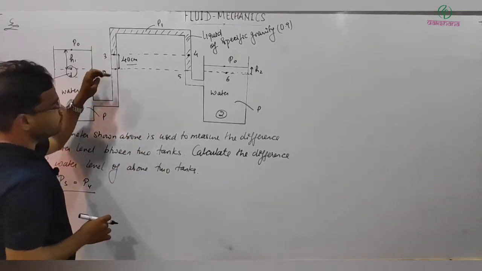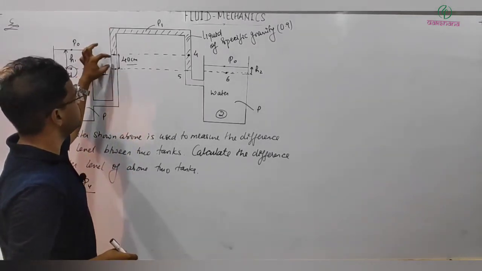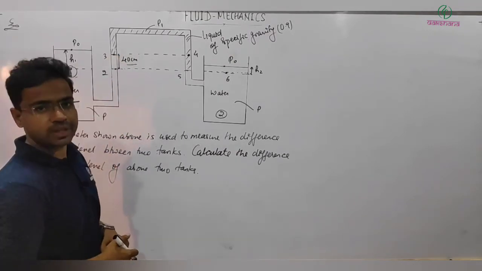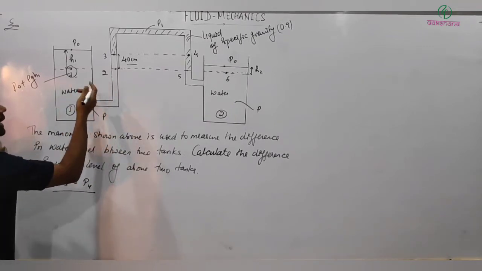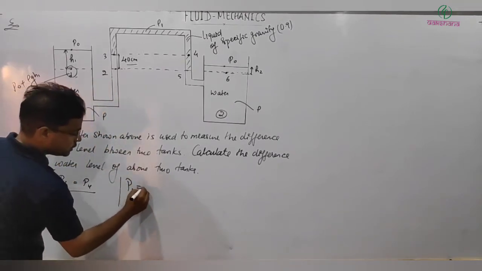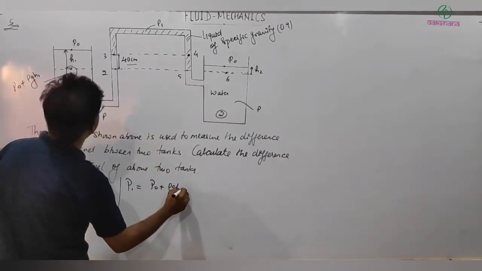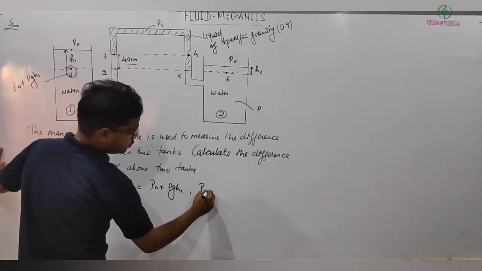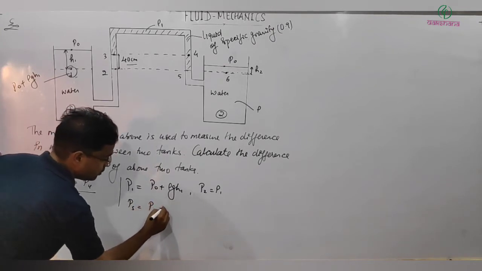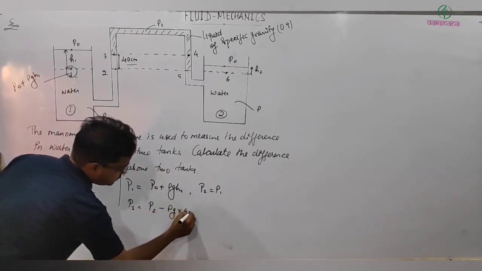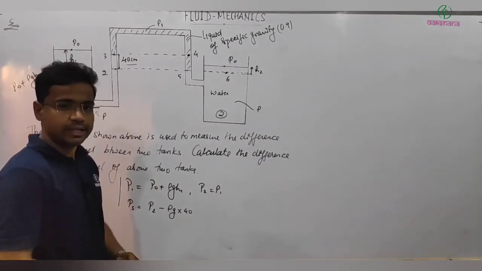Now when we are going down, pressure increases. When we are going up, pressure decreases. So P2 minus rho into G into H, where H is 40 centimeter. Clear? I hope you are understanding. So P1 I got, then P1 will be equal to P2, and P1 is equal to P0 plus rho G H1, and P2 equal to P1, and P3 can be written as P2 minus rho G into 40 centimeter. So let me take H directly in terms of 40 centimeter.